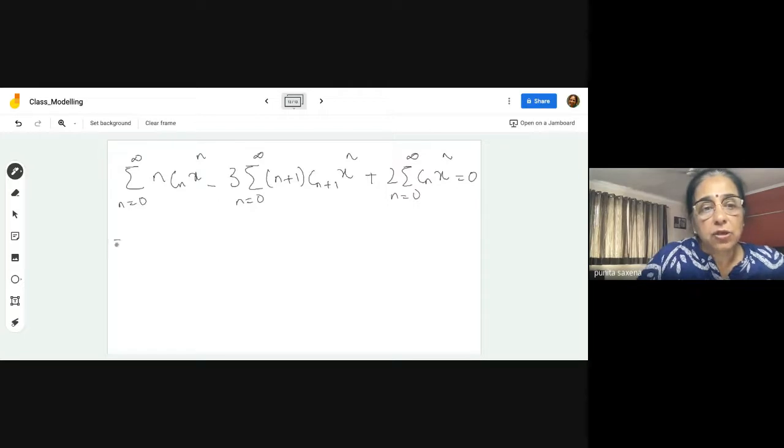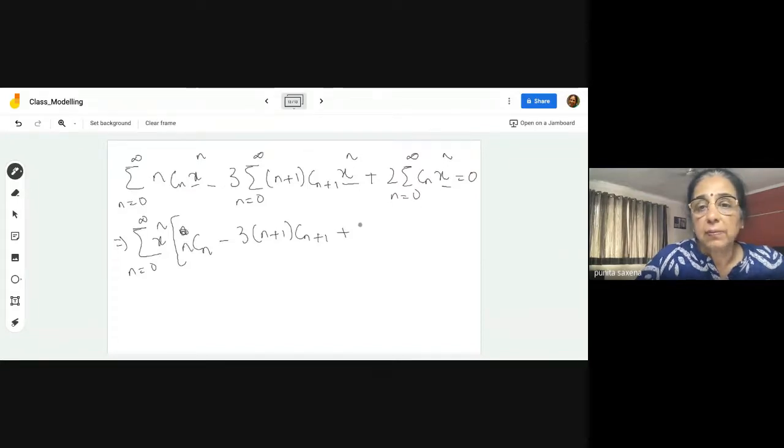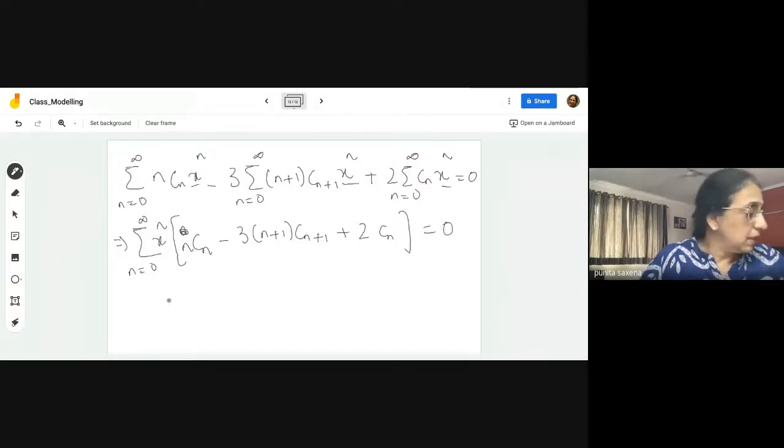Okay. So now you can combine all the terms, n from 0 to infinity. Of course, we'll combine the coefficients of x to the power n because I have x to the power n everywhere in all the three terms. So what will be your first term? n cn minus 3(n plus 1) cn plus 1, sorry, it's like this, plus 2cn equal to 0. Is this clear or not?